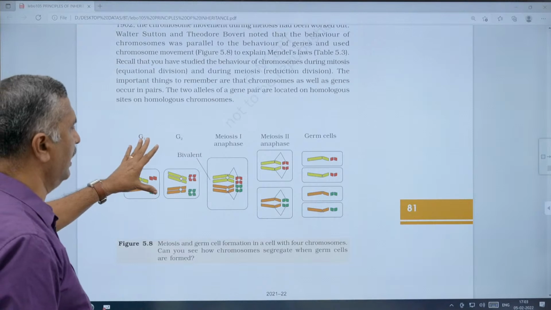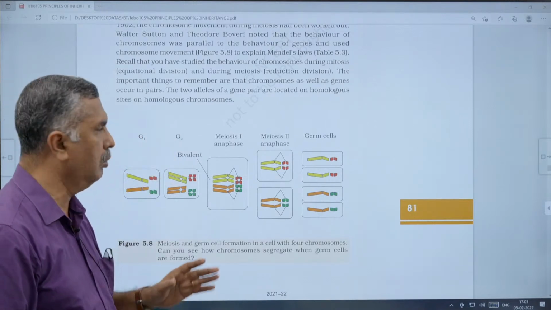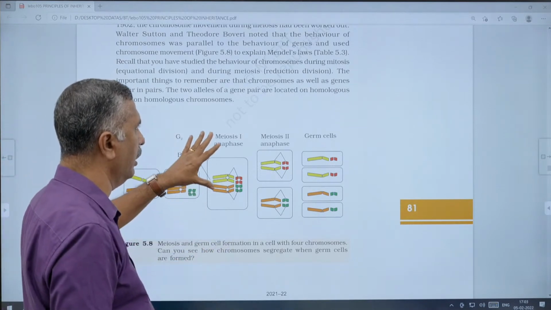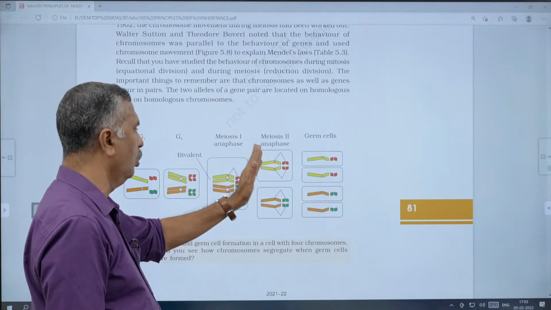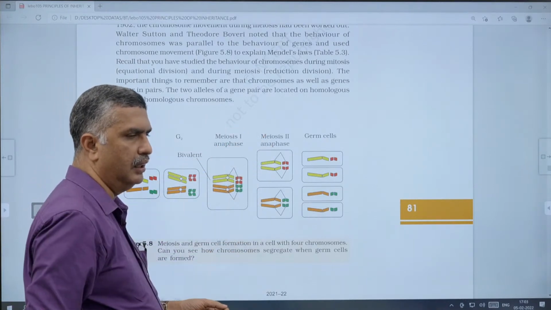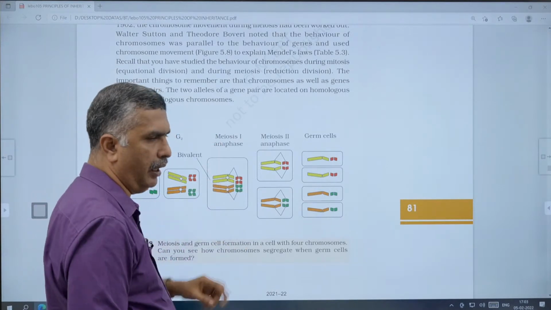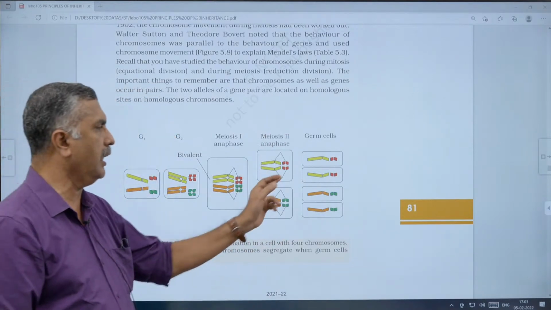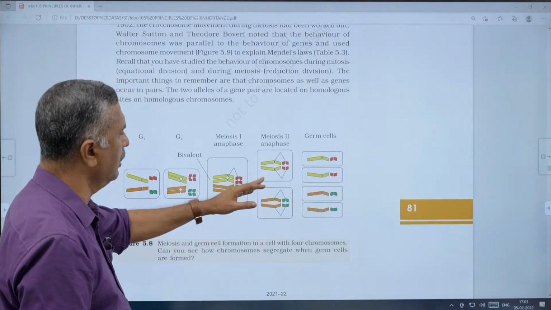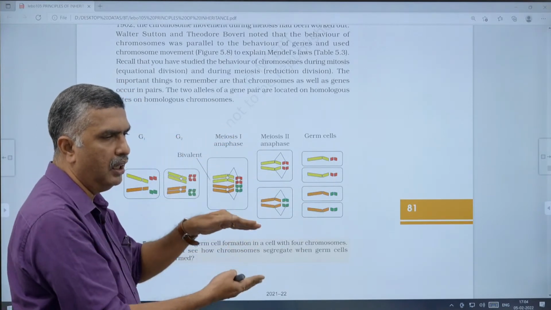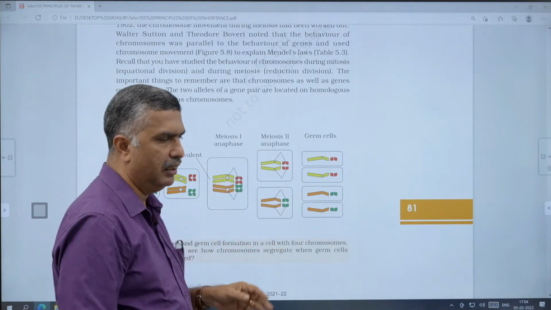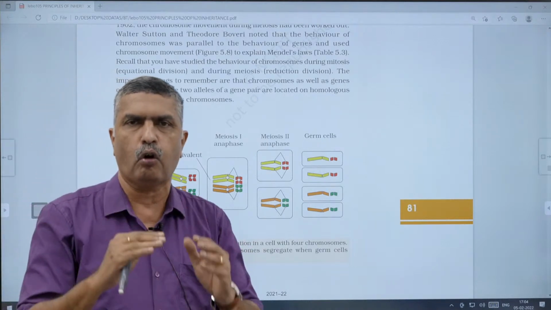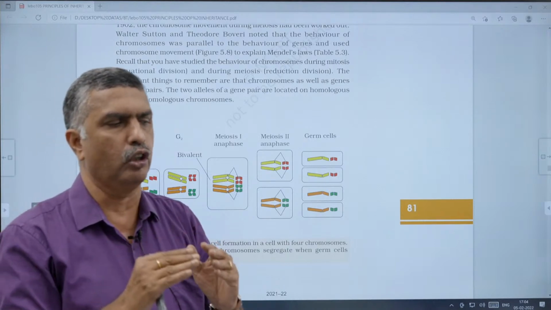This is the independent segregation: independent pairs will segregate independently of each other. During meiosis, in anaphase 1 the homologous chromosomes segregate. Segregate means separate. In meiosis 2, the chromatids separate and move to each gamete. And during this segregation of the chromosomes, the genes present in the chromosomes also segregate. That is called parallelism between the chromosomes and genes, or the behavior of the chromosomes as well as genes.